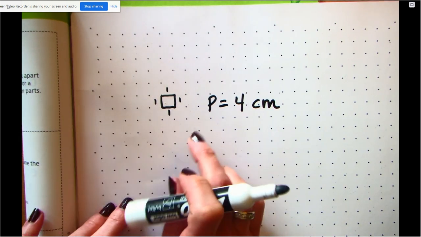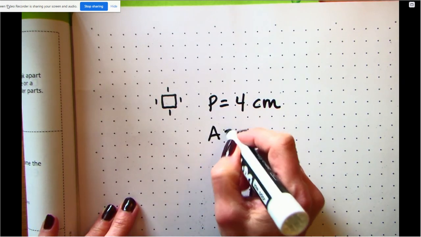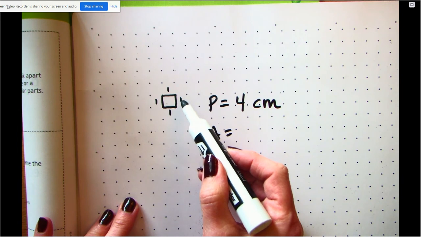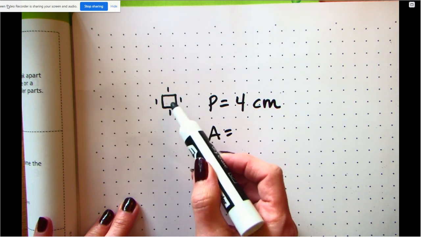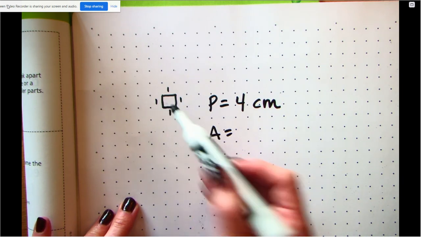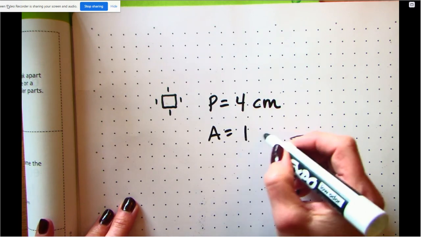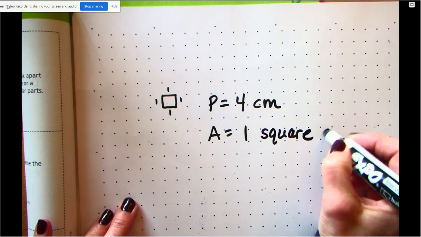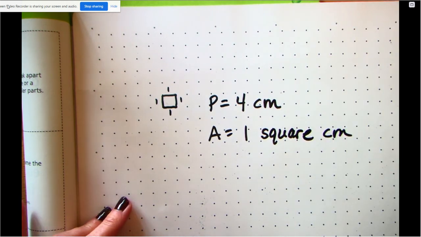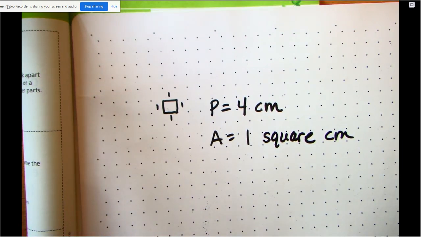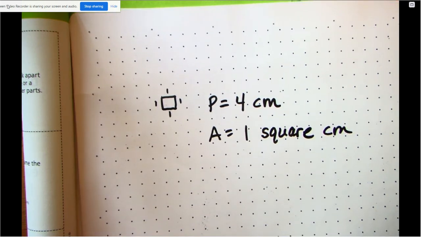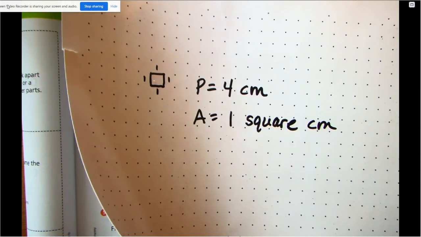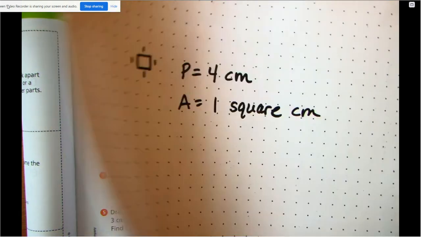Okay. For my area, I could multiply the length times the width, or I could just count, right, how many square units I have. So the area is 1 square centimeter, since we know we're measuring in centimeters. Okay, so if you can't find your number path, try to find it, because you're going to be able to use it during this unit.